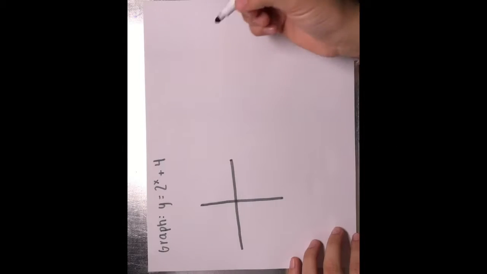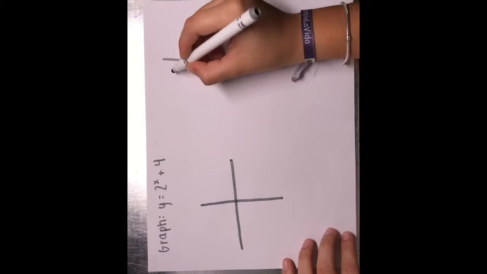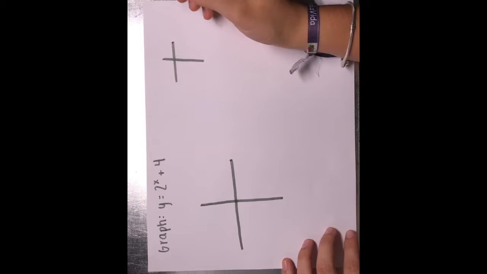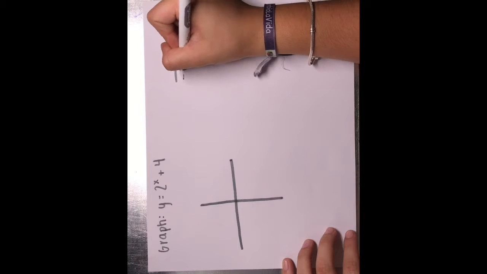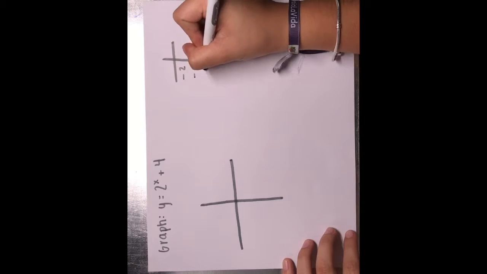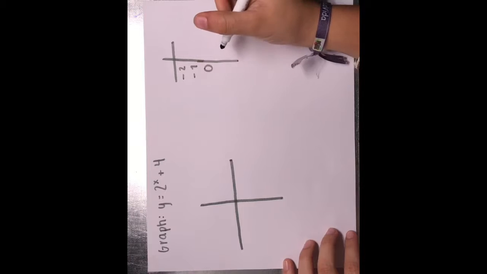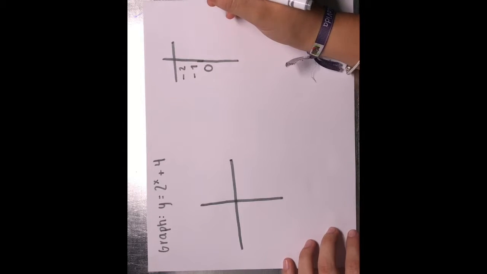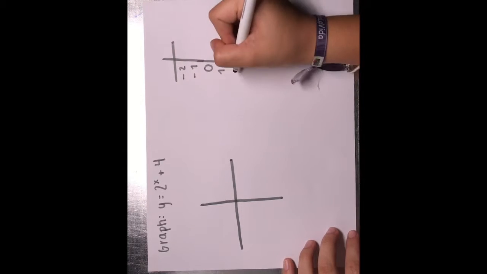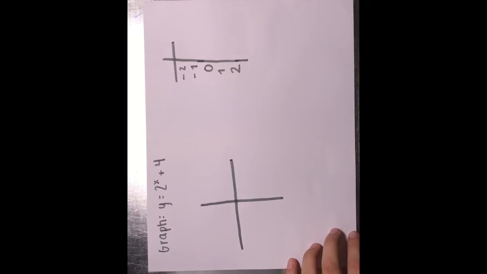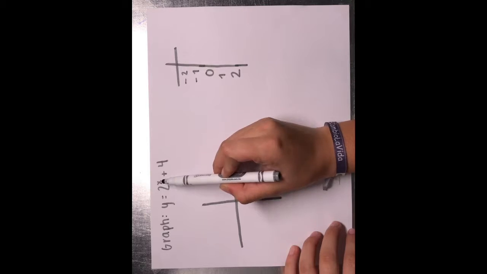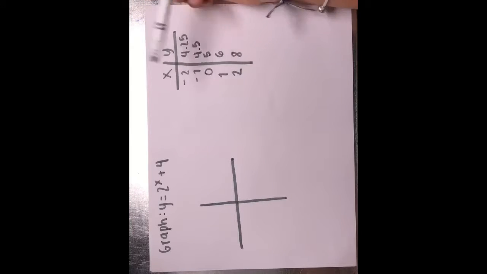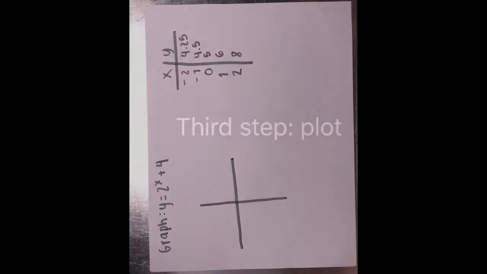The second step, you need to compute some points, replacing two numbers minus 2, minus 1, and 0, and two numbers bigger than 0, 1, 2. All of these numbers, you will replace in the x. After replacing all these numbers in the x, the calculator will give you all these answers.